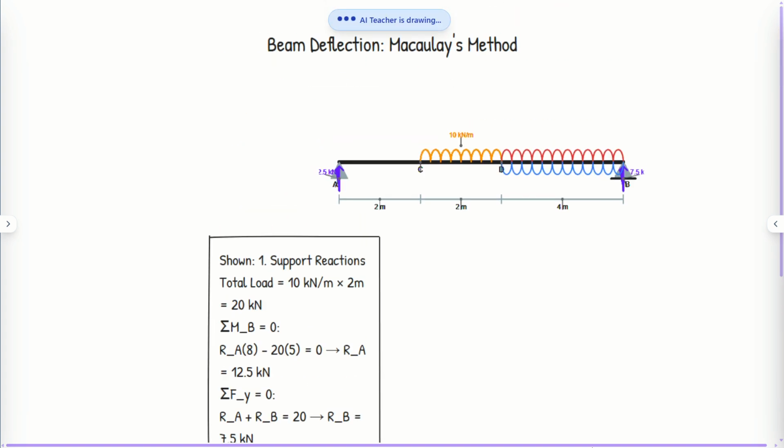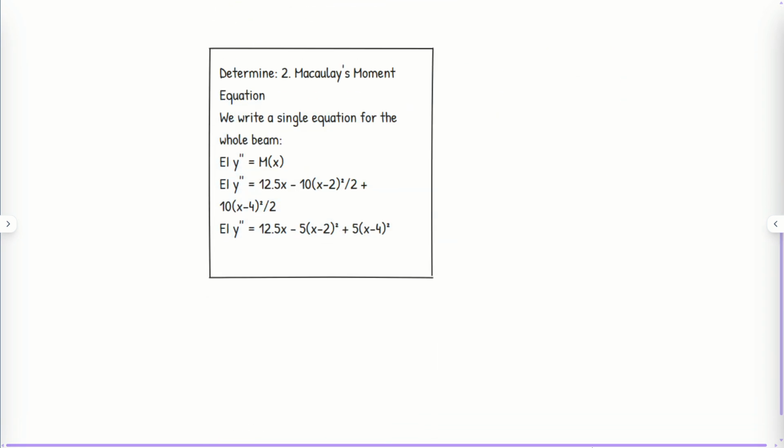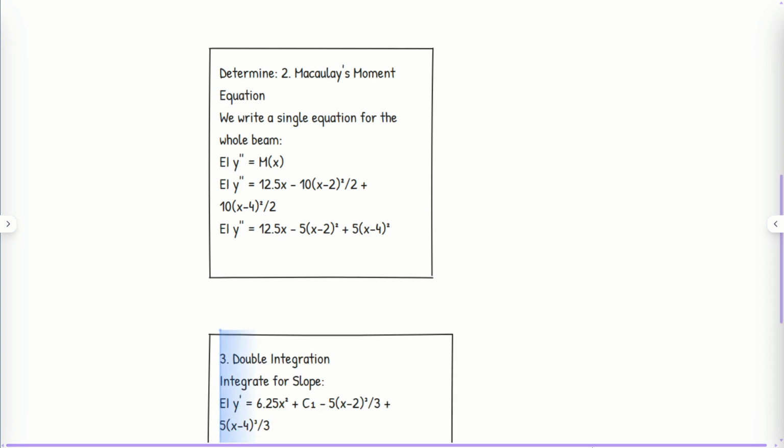To use Macaulay's method, the uniform load must extend to the right end of the beam. We artificially extend the downward load in red and balance it with an equal upward load in blue. This clever trick allows us to write a single continuous bending moment equation for the entire beam.